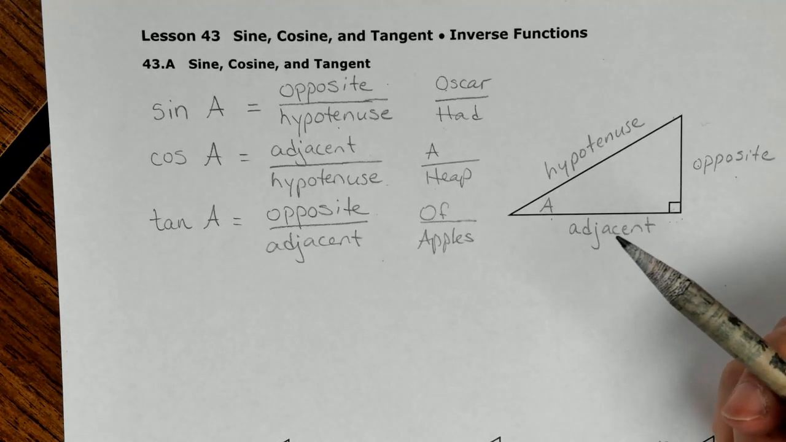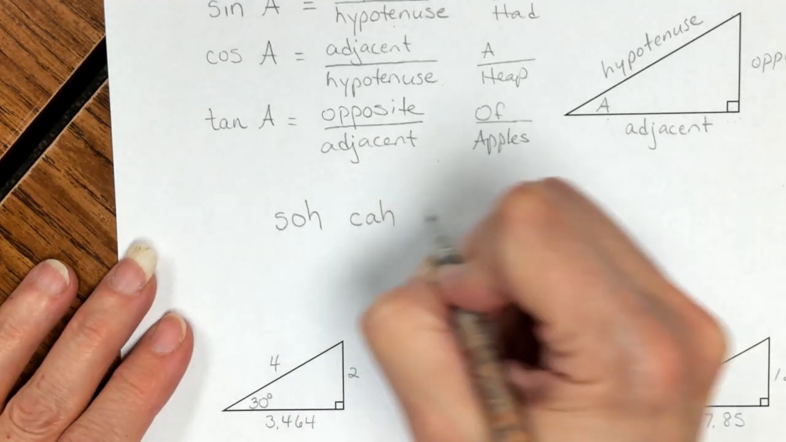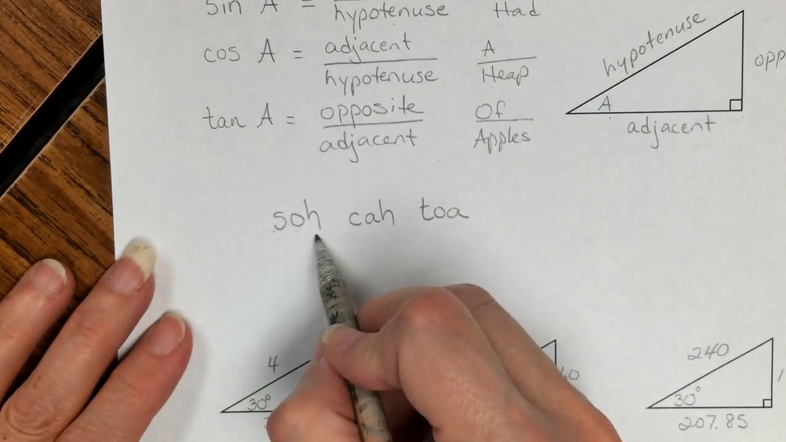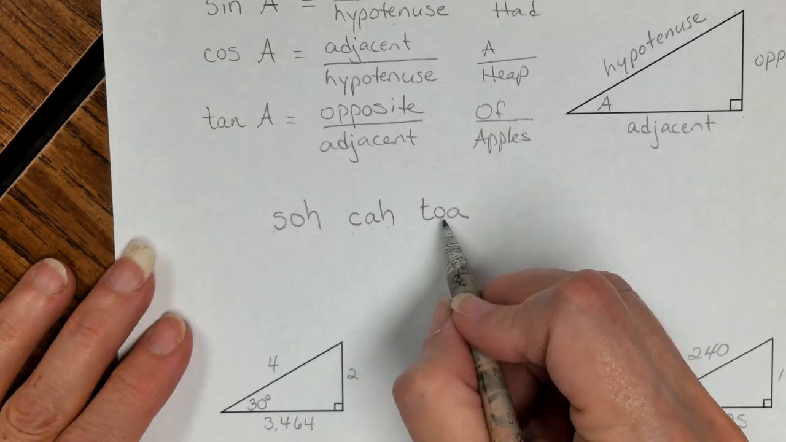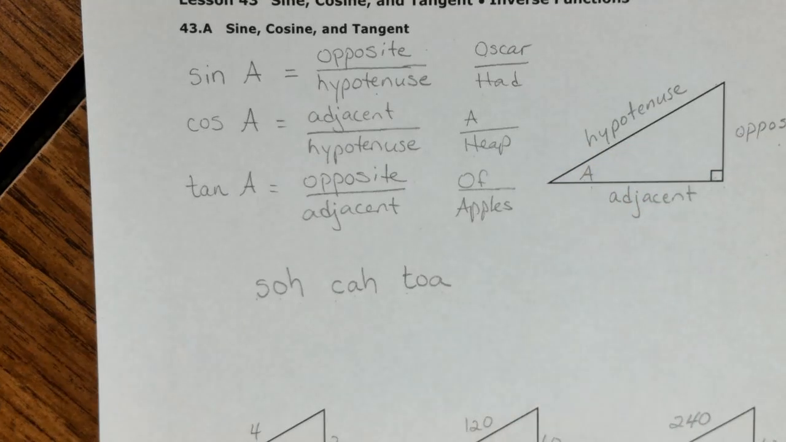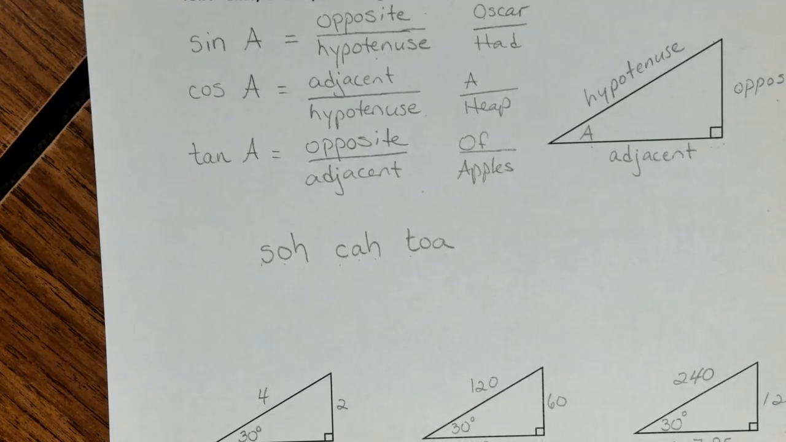There's another memory aid you might also like that I want to include here, and it's SOHCAHTOA. We have SOH, CAH, TOA. Sine is opposite over hypotenuse. Cosine is adjacent over hypotenuse. Tangent is opposite over adjacent. So it's these same things, but written in a different way. Some prefer Oscar, some prefer SOHCAHTOA. However you prefer to help you remember which one's which, it's totally fine.